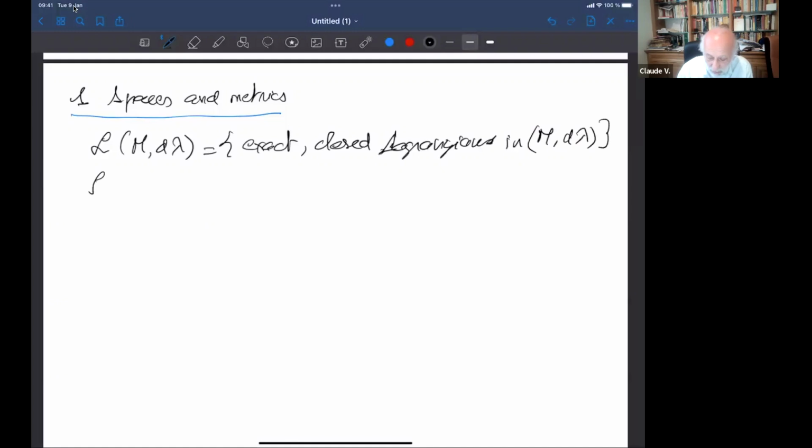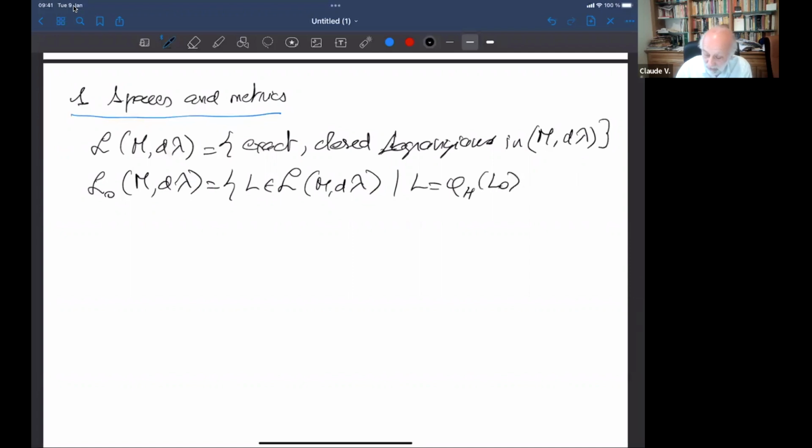And sometimes I also use L0 of M d lambda, which is the set of L as above, which are Hamiltonianly isotopic to a fixed one, so such that L is phi h of L0. And usually L0 will be like the zero section or something fixed. Okay, so phi h is the Hamiltonian flow.